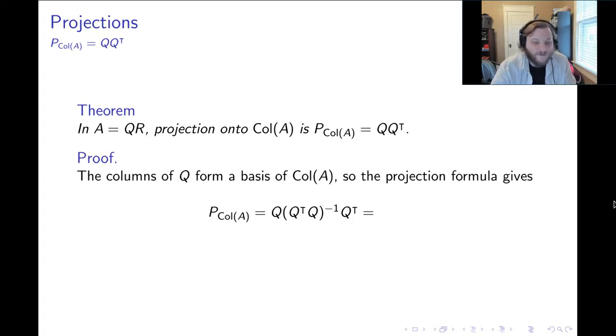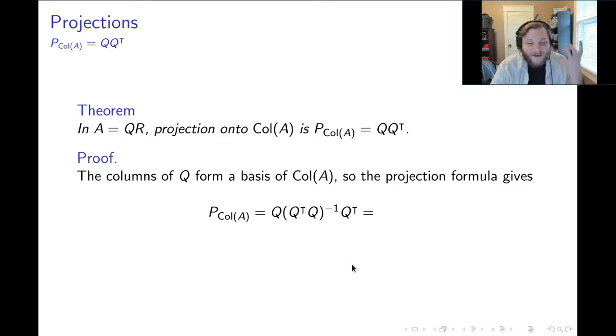For the proof of this theorem, remember that the columns of Q form a basis of the column space of A when we have a QR factorization. So I can apply the projection formula, which is usually X times the inverse of the gramian of X times X transpose, where X is any matrix whose columns form a basis of the column space of A. But since the columns of Q form an orthonormal basis of the column space of A, I can use X equals Q in the projection formula. So now I'm looking at Q times the inverse of the gramian of Q times Q transpose.